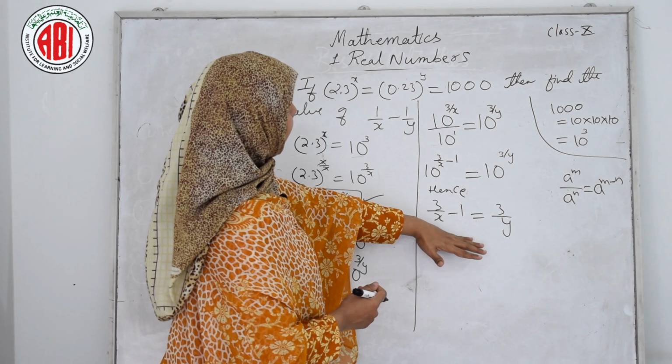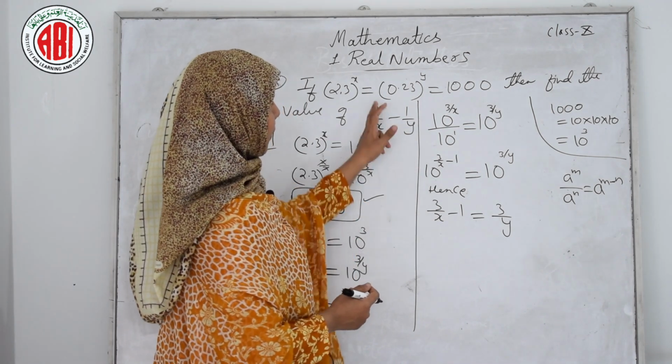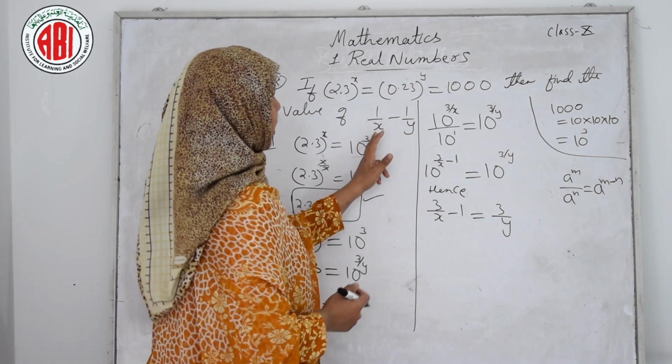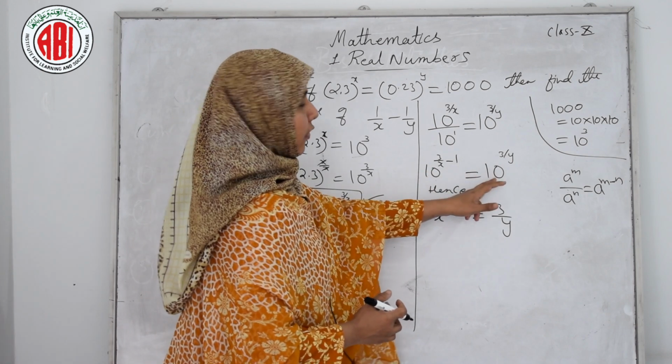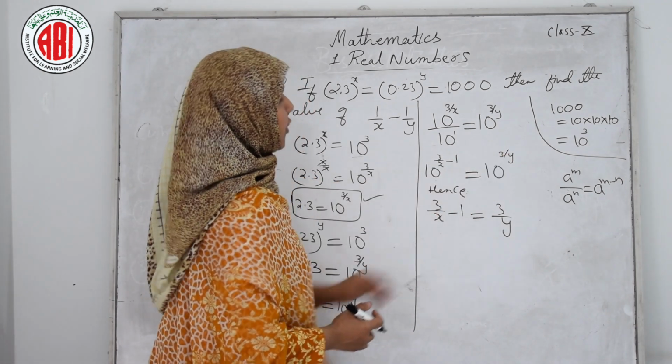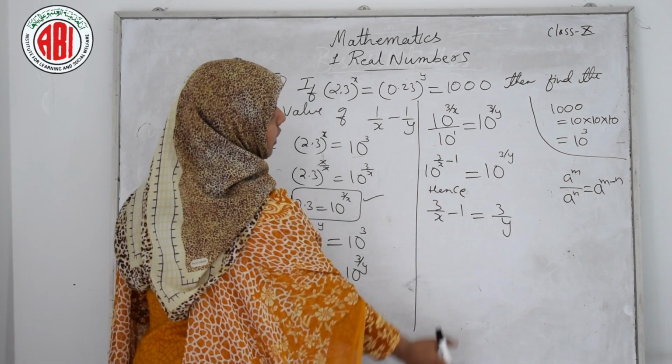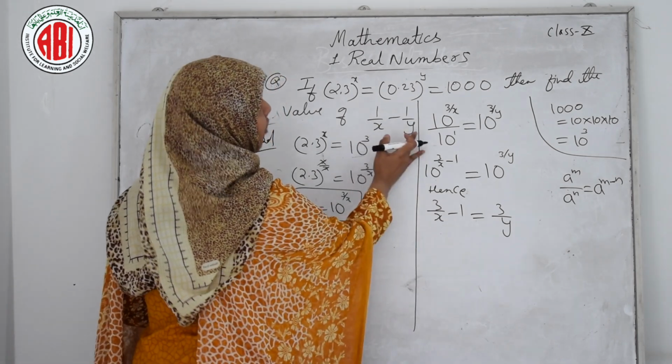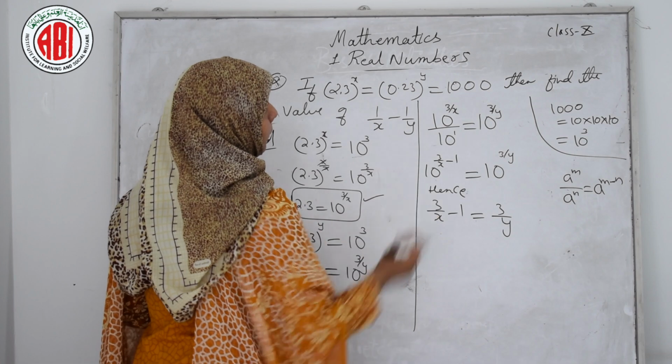Why are we equating the powers? To get the value of 1 by x minus 1 by y. To get this value, we are not supposed to use the bases, but just the exponents, equating the exponents. If we equate the exponents, we will get this value. That is the step you have to remember.